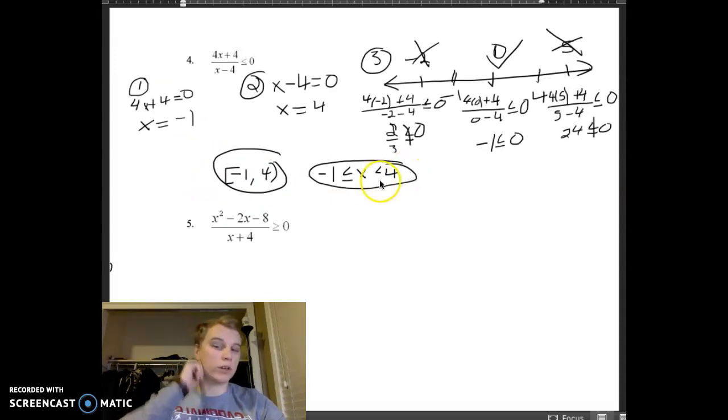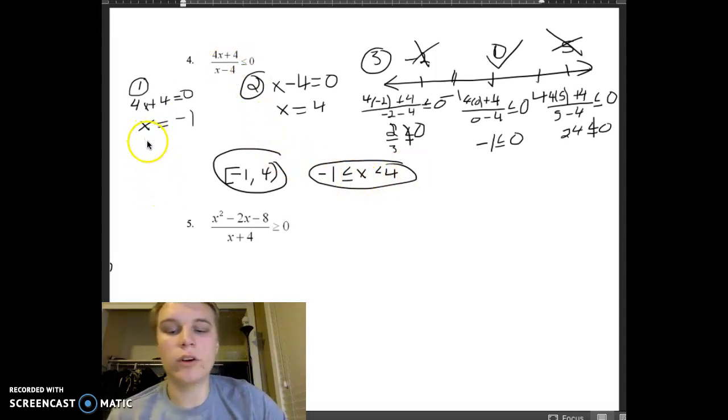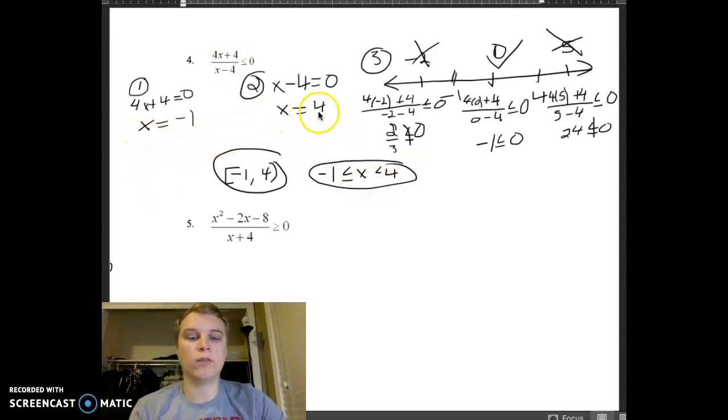So this is your last one here. So you have one critical point at -1, the other one at 4. Put them on the number line. Less than -1 does not work. Between -1 and 4 works, and greater than 4 does not work.